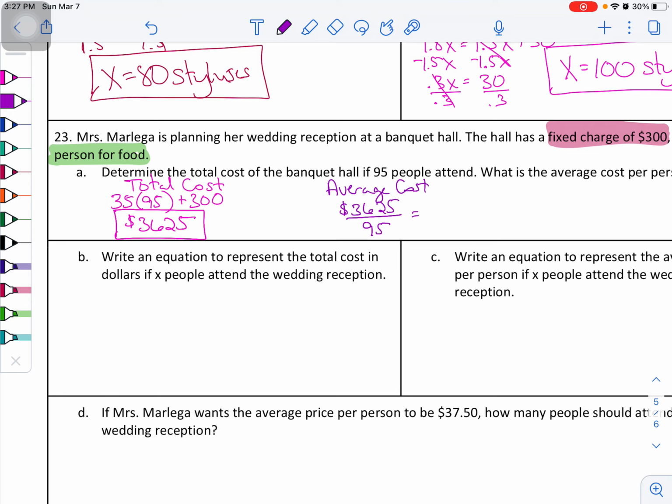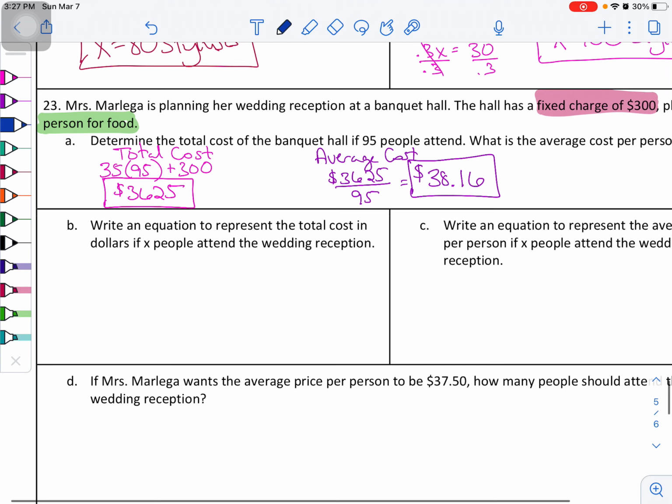What is the average cost? So average cost, I'm going to take that total cost, 3,625, divided by the 95 people who attend. It's a pretty nasty decimal, so round it off to 2 decimal places to account for dollars and cents. So $38.16 is the average cost per person.